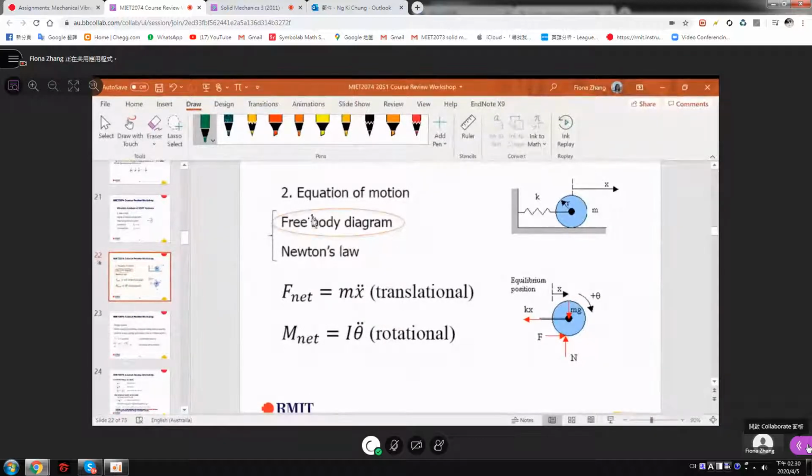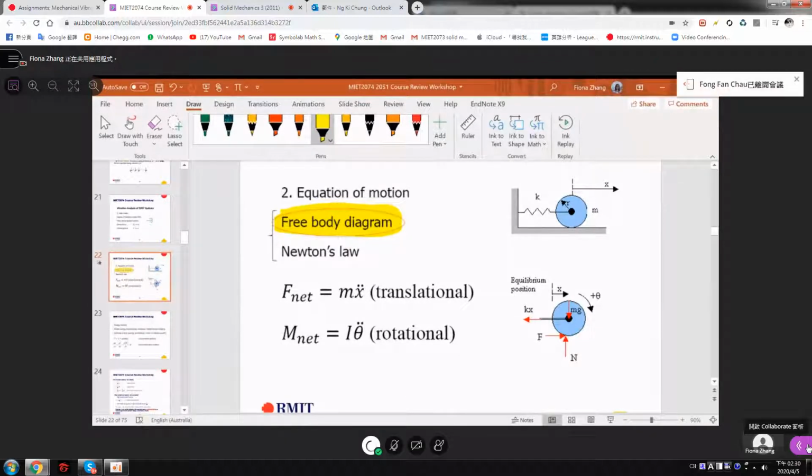When you analyze, this is a very important thing to do. But unfortunately, many students are very reluctant to draw this, but it is a very essential step to draw the free body diagram to analyze the forces, if you're using Newton's law.